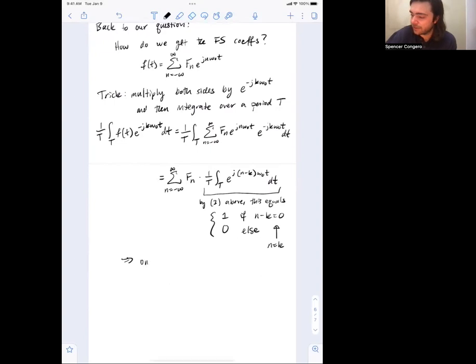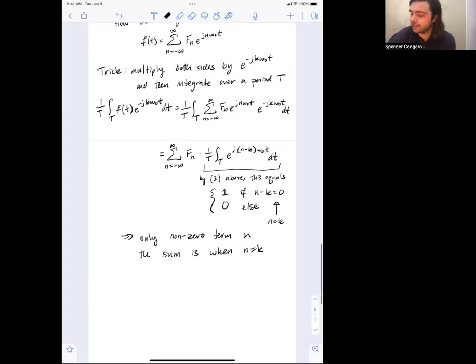Let me write that down. So the only non-zero term in the sum is when n equals k, because all the other ones, this term is 0, right? And it just zeroes it out. So the only time we get something non-zero is when n equals k. So what would the sum look like? It would look like a whole bunch of zeros. And then finally, when I get to n equals k, I'm going to have f sub k.